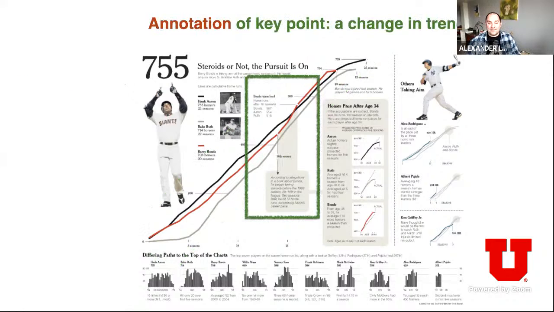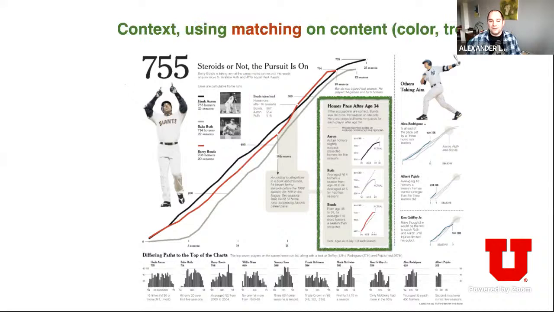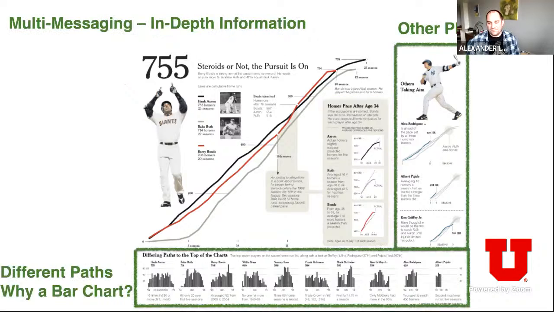We have an annotation of a key point. We can see that here is something that is noteworthy to the reader. So in this 14th season, he began taking steroids, and then you can see his record taking off. And then you get more context using matching on content by using color and trends to pull out and compare this to this baseline very clearly, and give some more additional contextual information.